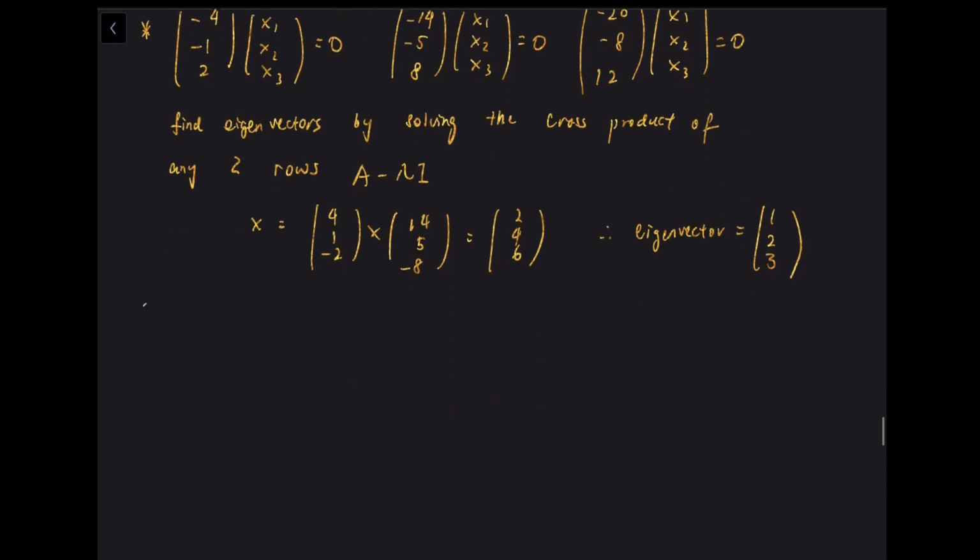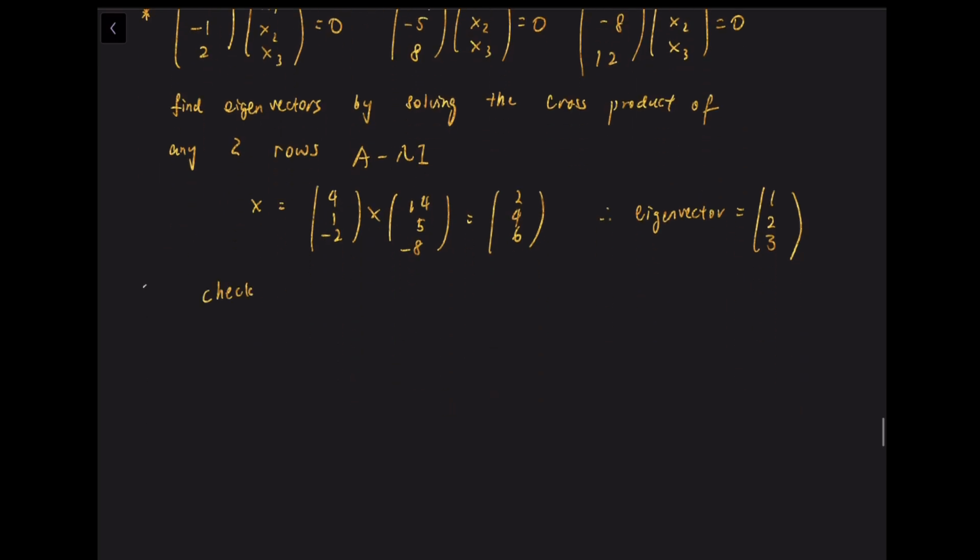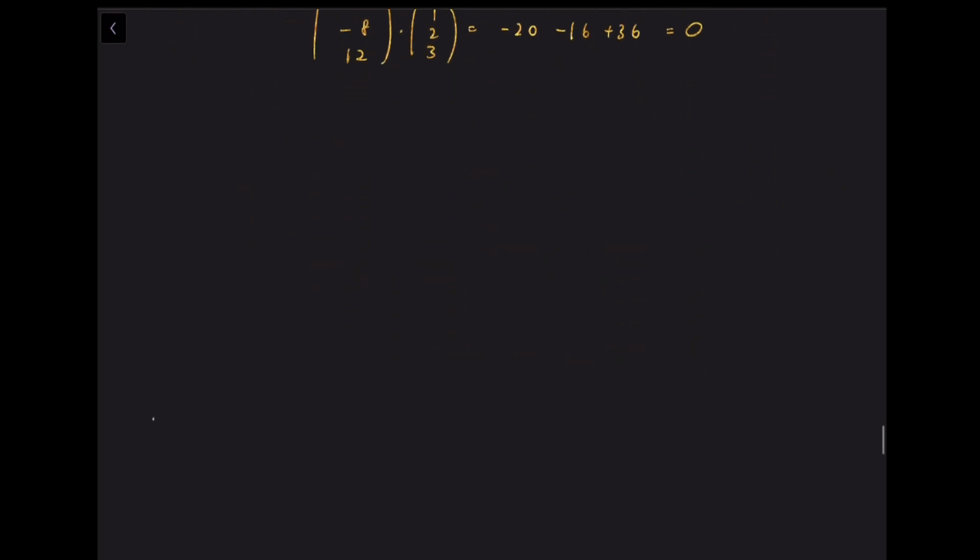We must check that x1 is indeed perpendicular to the unused third row of A minus lambda I, where lambda equals 1. So, (-20, -8, 12) dot product with (1, 2, 3), the third row, equals -20 minus 16 plus 36, which equals 0. The remaining two eigenvectors can be found using similar reasoning. The calculations are set up below.